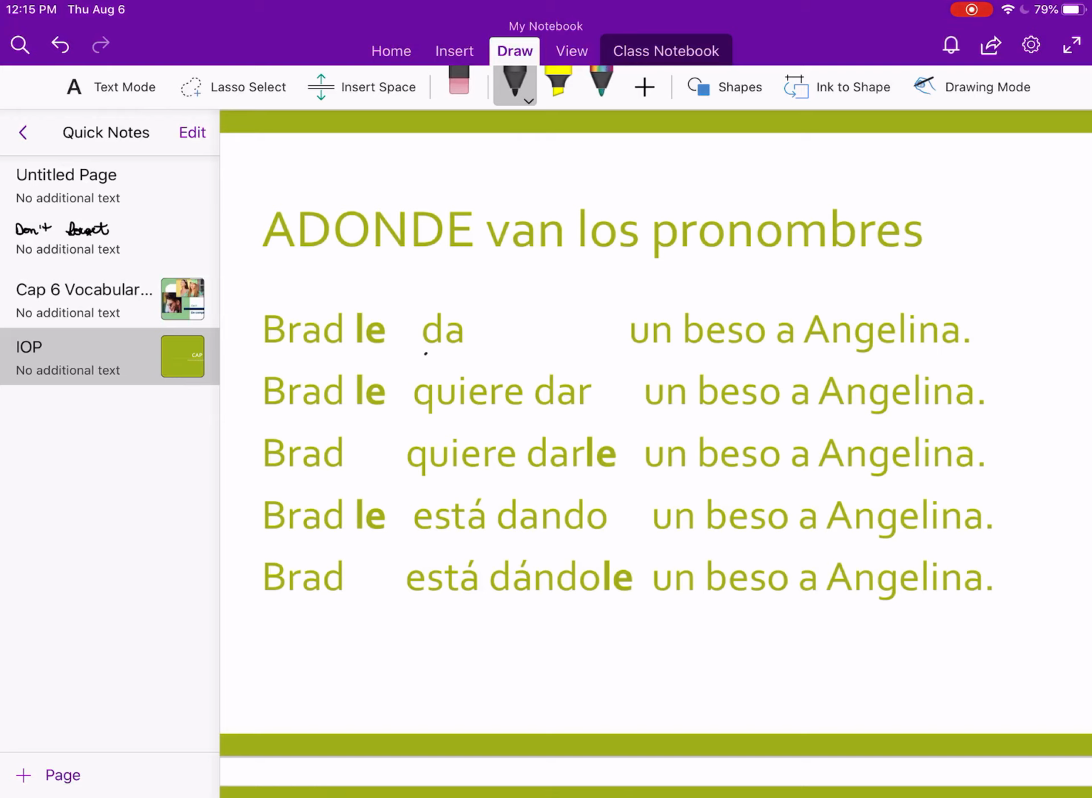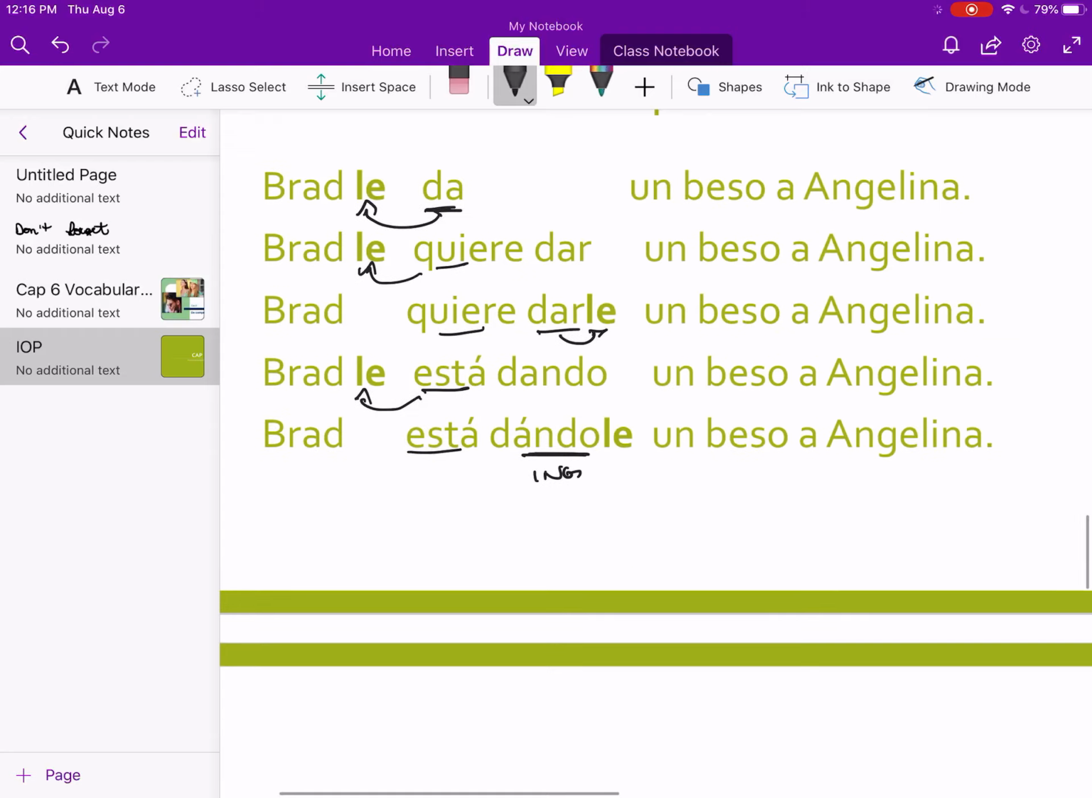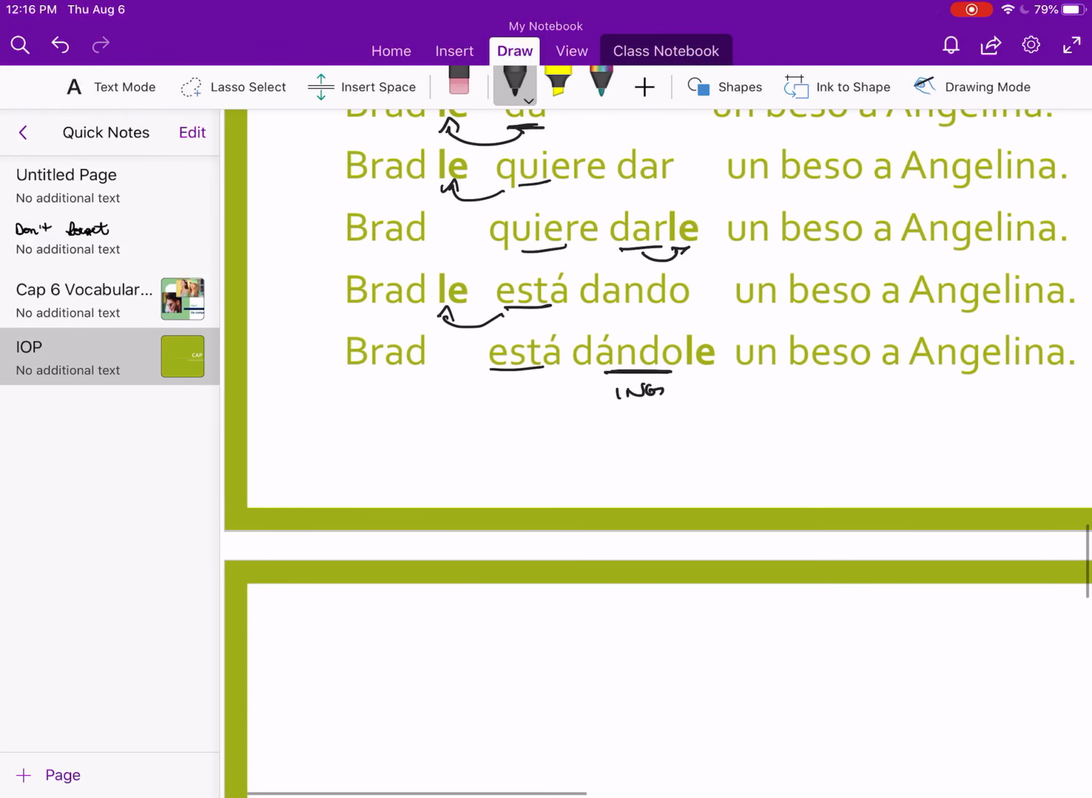Now, where do these pronouns go? Always in relationship to the verb. They either go before the conjugated verb or attached to the infinitive or attached to ando, the ing form. Yeah? But always, by rule, you know that they go before the conjugated verb. They can appear after too, but they can never be separated. Once you see them together, you'll see what I mean.